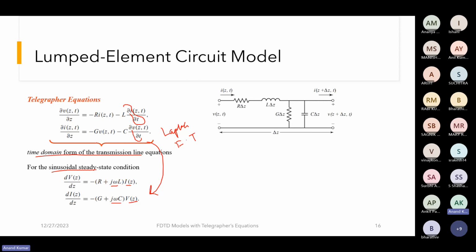Okay. So for the sinusoidal steady state, we can change it. We can move from here to here.